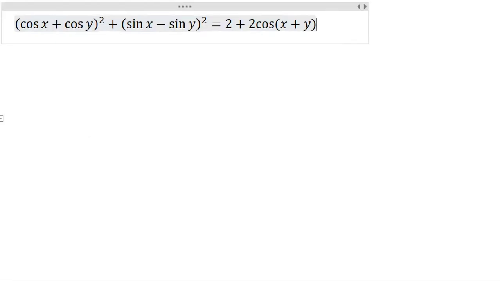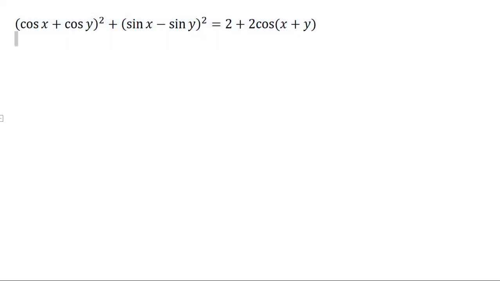Cosine x plus cosine y quantity squared plus sine x minus sine y quantity squared is 2 plus 2 cosine of x plus y. Which side shall we start with? Either we have to expand everything on the left-hand side, or we start from the right-hand side. Maybe we do some factoring. I feel like I would do the latter. So let's start from the right-hand side this time. Totally valid to start from the left-hand side, but I feel like that's a bit more complicated, at least what I'm predicting.